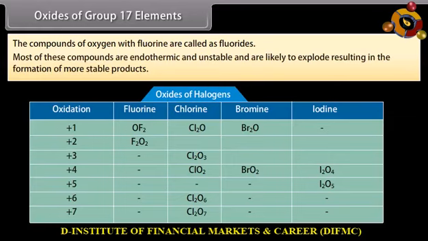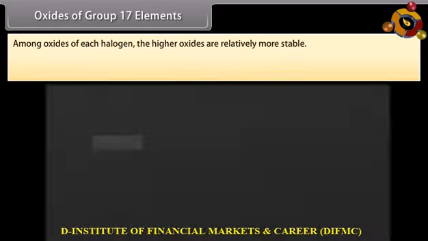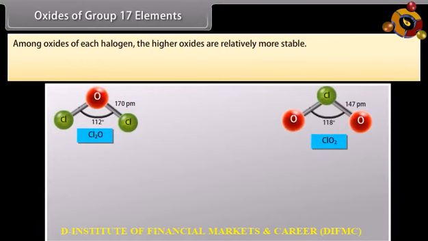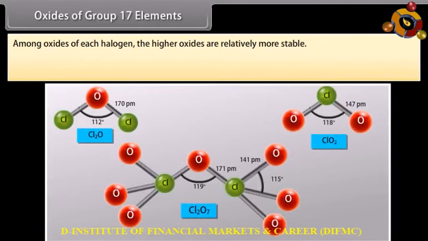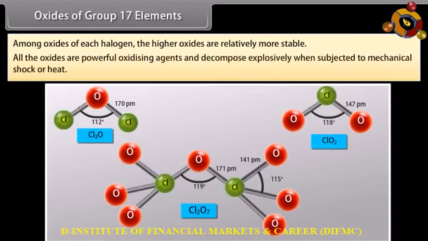Most of these compounds are endothermic and unstable and are likely to explode, resulting in the formation of more stable products. Among oxides of each halogen, the higher oxides are relatively more stable. All of the oxides are powerful oxidizing agents and decompose explosively when subjected to mechanical shock or heat.